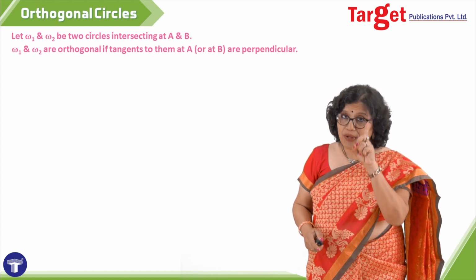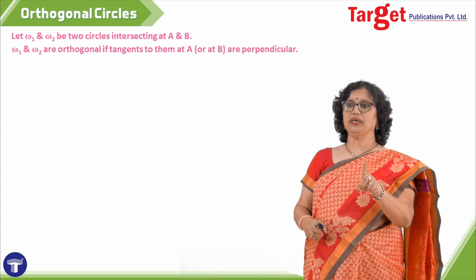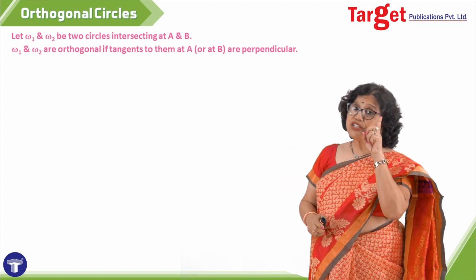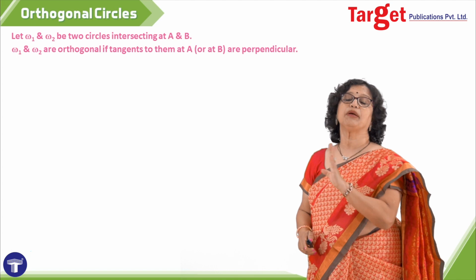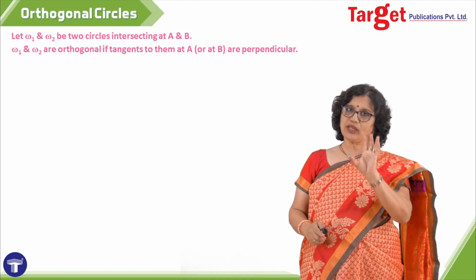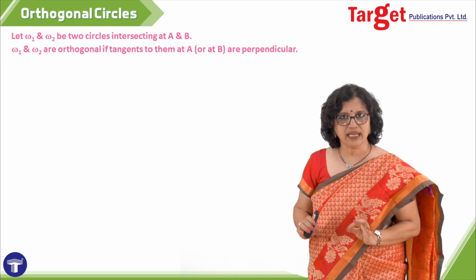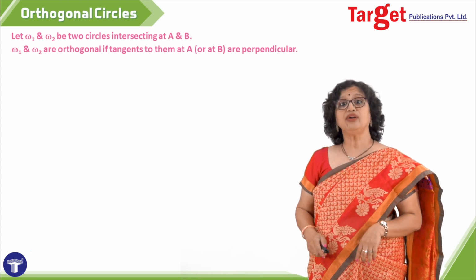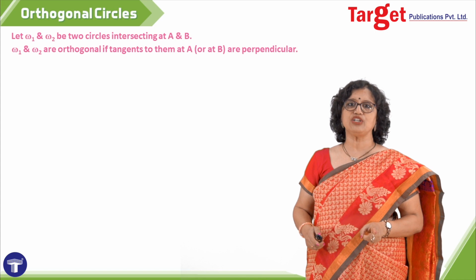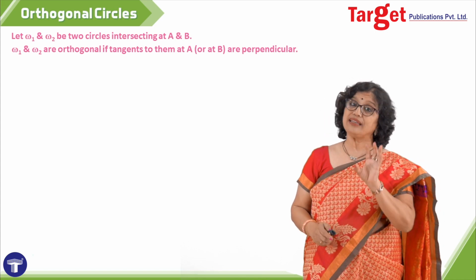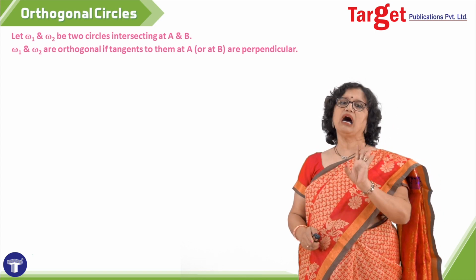Now omega 1 and omega 2 are called orthogonal if tangents drawn at points of intersection, either A or B, are perpendicular, right? You can draw this picture, whatever I said. Two intersecting circles you draw and draw tangents at point of intersection, and those tangents should be perpendicular to each other. Then those two circles, what you have drawn, are orthogonal.